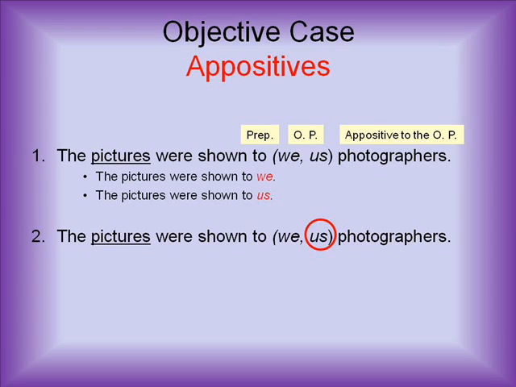Now we can either just go look at our chart and say, okay, this is the object of the preposition, I have to use the objective case, that has to be us, or we can test it by leaving off that appositive. Would we say the pictures were shown to we, or the pictures were shown to us? Obviously, again, it's going to be us, but that is because it's the object of the preposition and we have to use the objective case.